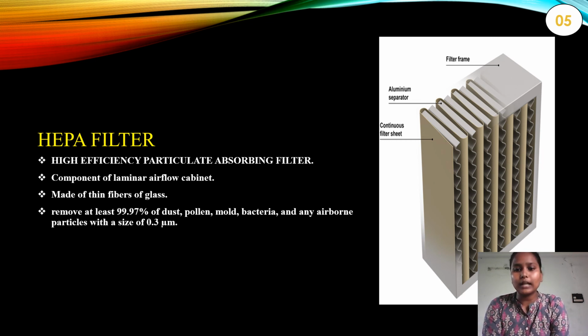So this is all about the large scale equipment that is used in sterilization. Sterilization is required in everything. So all these equipments are used in large scale industries for the sterilization of materials.